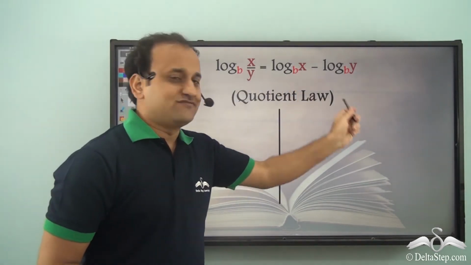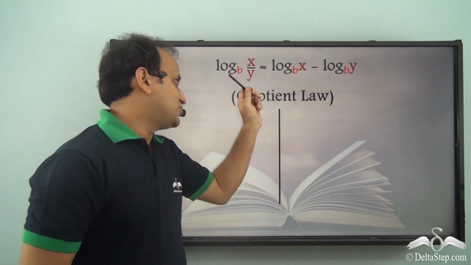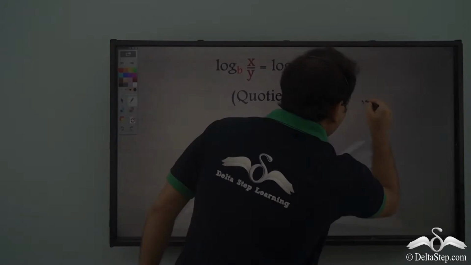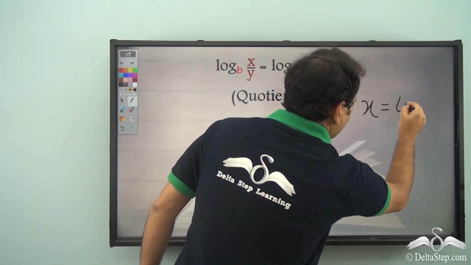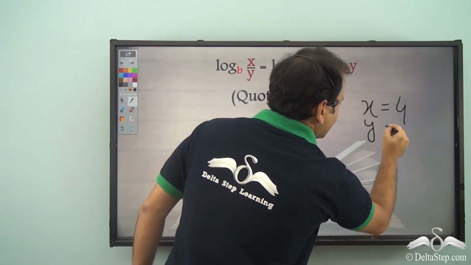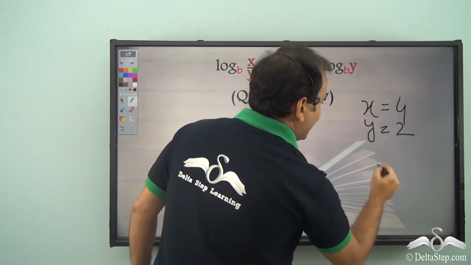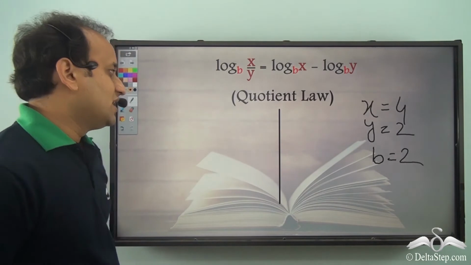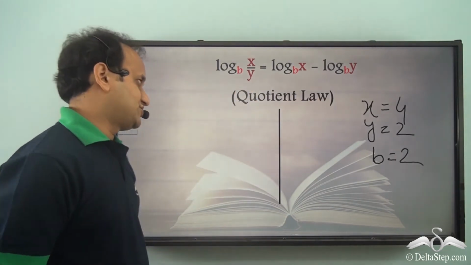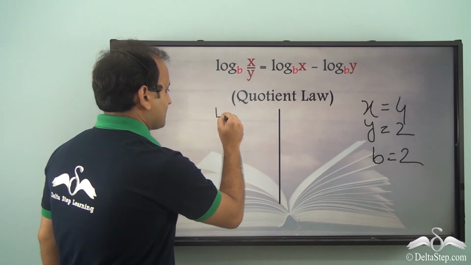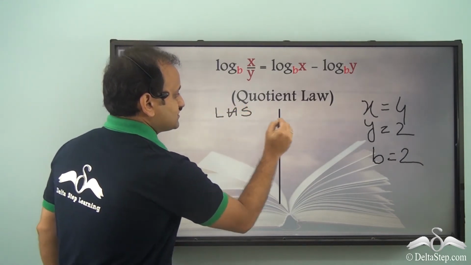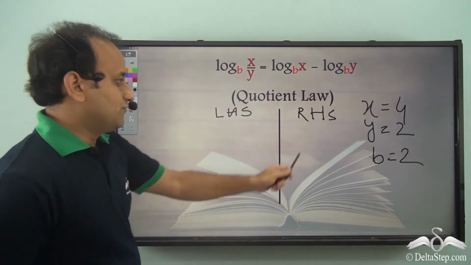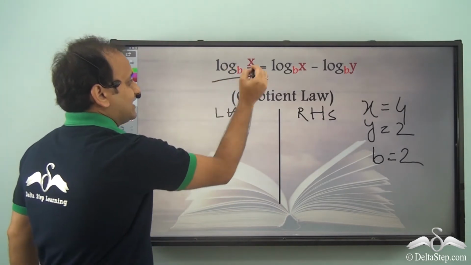So he tries to solve this, again with some assumptions. He assumes that x is equal to 4, y is equal to 2, and b is equal to 2. With these assumptions, he solves the LHS and RHS. So we take the LHS and the RHS.